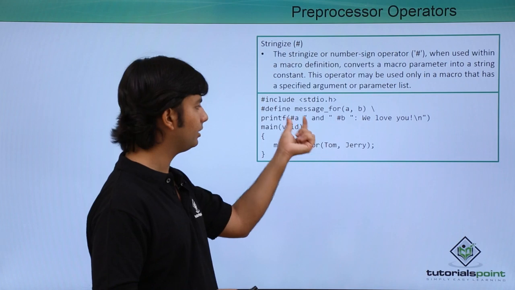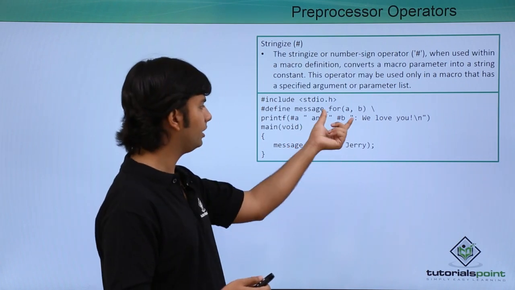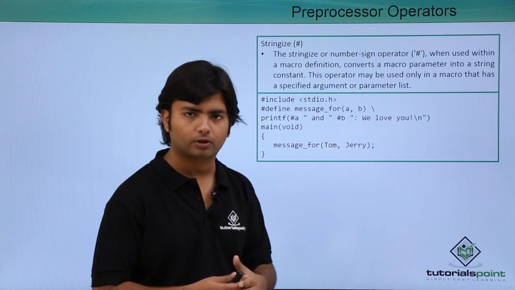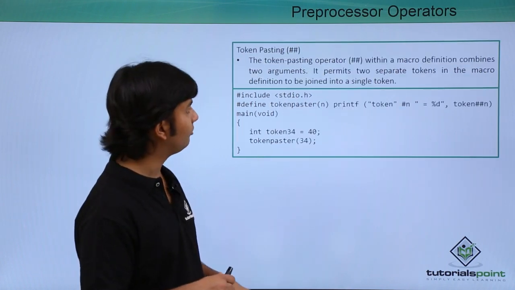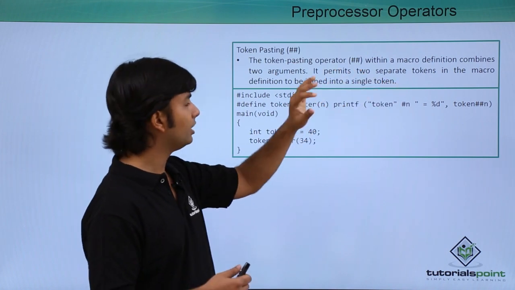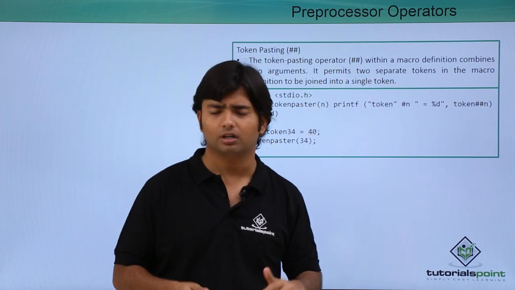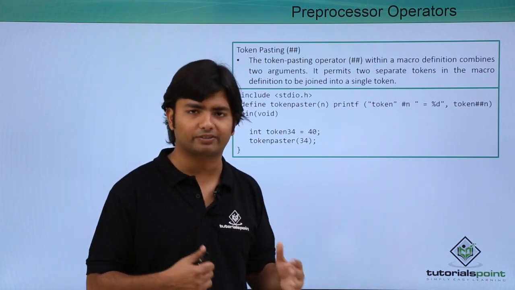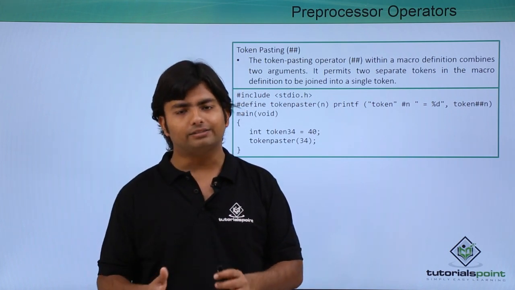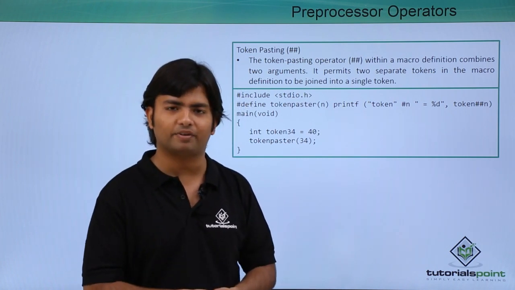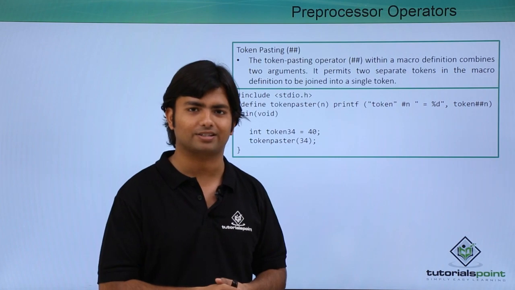So here in A, Tom, which is a string value, will go, and here in B, this Jerry will go. Similarly, we have double hashes, the token pasting operator within the macro definition that combines two arguments. Rather than discussing all these macros, preprocessor directives and operators, let's write a program and try to learn all these things in the implementation. So let's go and do it practically.